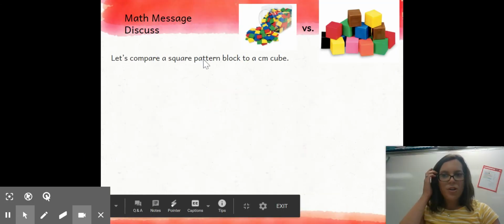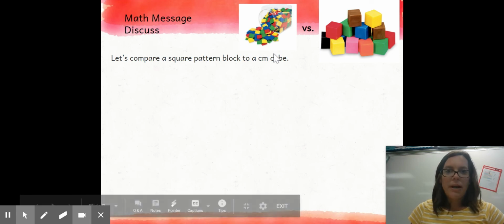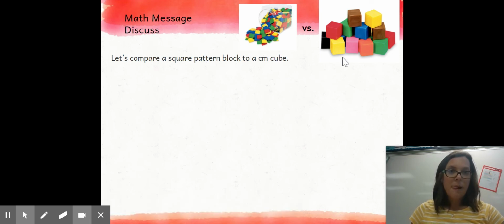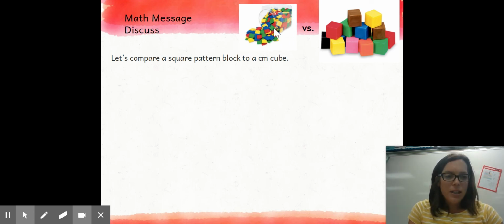So as I was mentioning, let's compare a square pattern block to a centimeter cube. So on the right, this is what we use to measure our prisms just now. On the left is a square pattern block. And we're going to discuss why we wouldn't want to use a square pattern block to measure volume and why the cube is better.